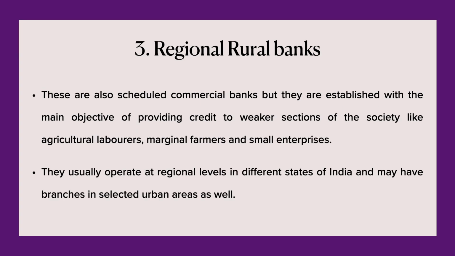Number 3 is regional rural banks, commonly called RRBs. These are also scheduled commercial banks, but they are established with the main objective of providing credit to weaker sections of society. What is the major aim of RRBs? Providing credit to weaker sections of society like agricultural laborers, marginal farmers and small enterprises in rural areas. They usually operate at regional levels in different states of India and may have branches in selected urban areas as well.